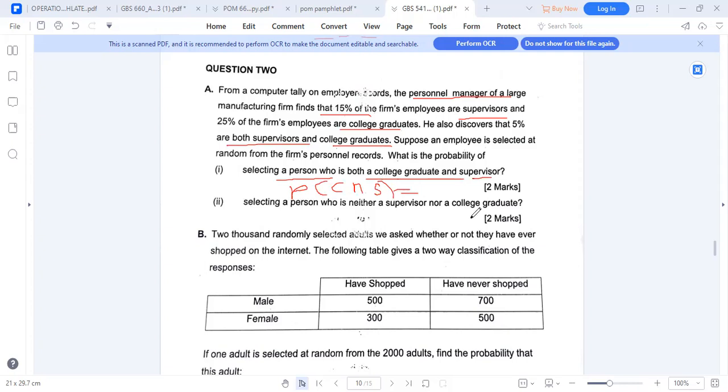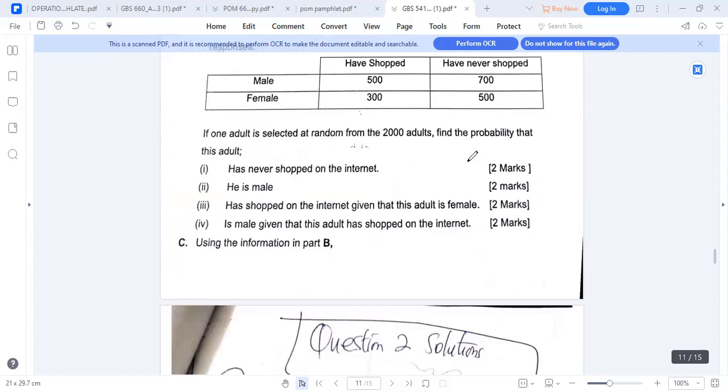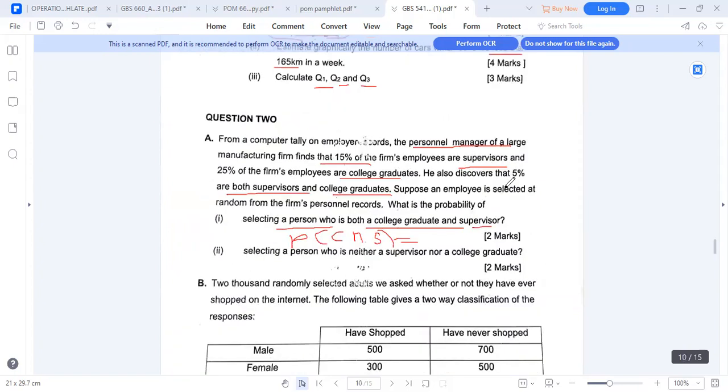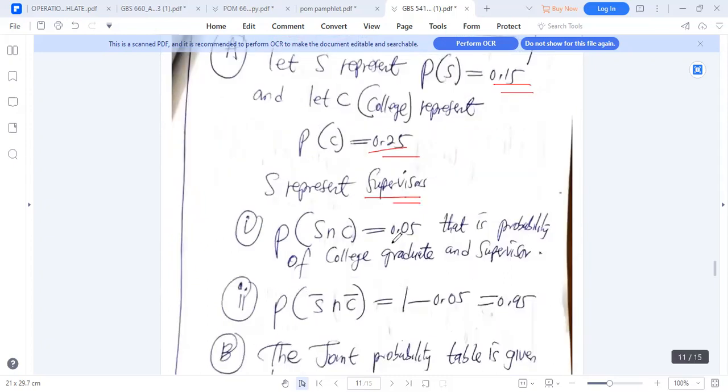So meaning that, let S represent supervisor, probability of S is 0.15. And then the college graduates, probability of college is 0.25. Supervisor and college graduate, that is probability of college graduate and supervisor.